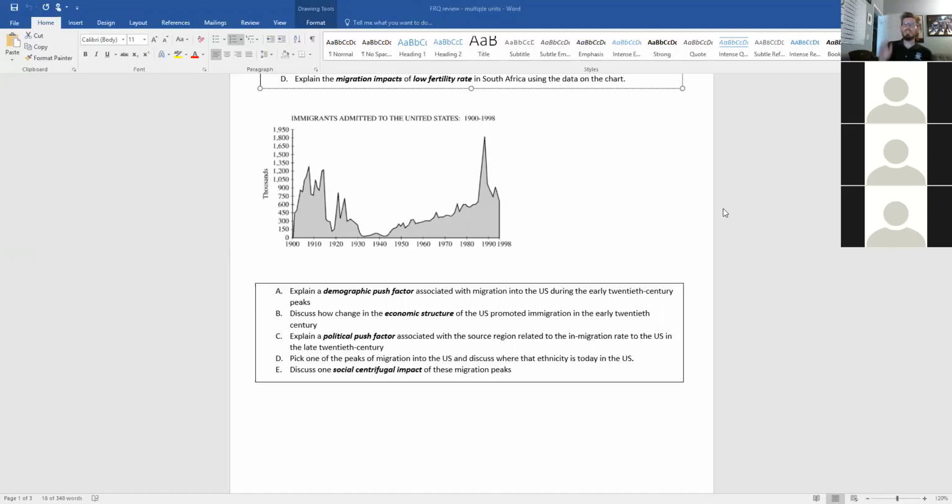All right, so moving on to C now: explain a political push factor associated with the source region related to the in-migration in the late 20th century. Okay, so in the late 20th century, where did the migrants come from? Well, it's not Europe anymore, because now they have transitioned into stage 3, they've dropped their birth rate, and they're not sending migrants anymore. They got the jobs handled, they got the infrastructure handled. So when Europe went into stage 3, everyone else goes into stage 2 because of the medical revolution, and now they have the population explosion. If this question was asking for a demographic push factor, you could use that same one again, but they're saying political push factor.